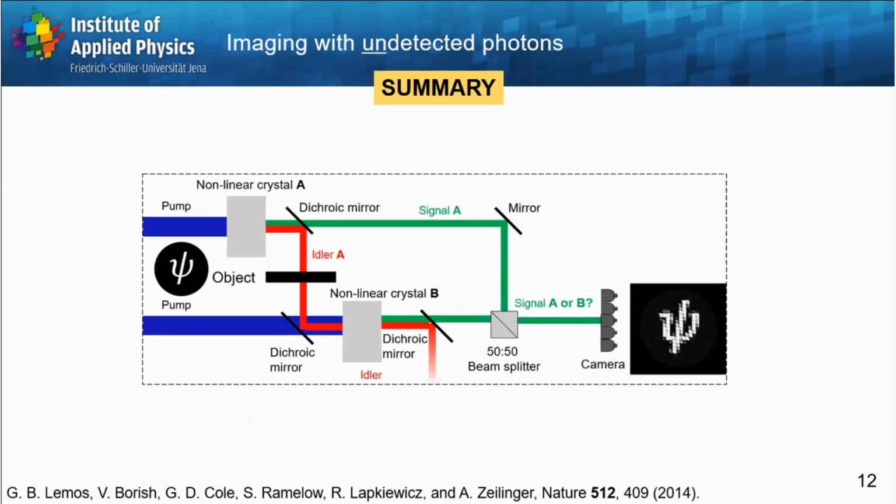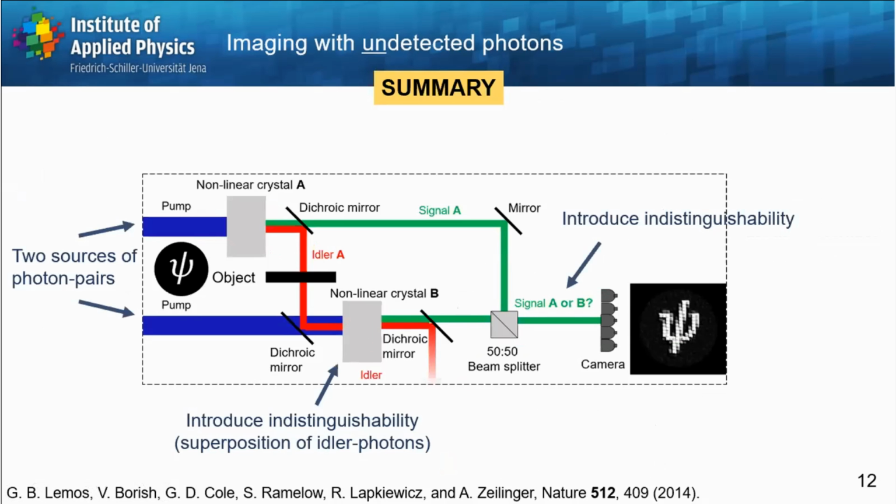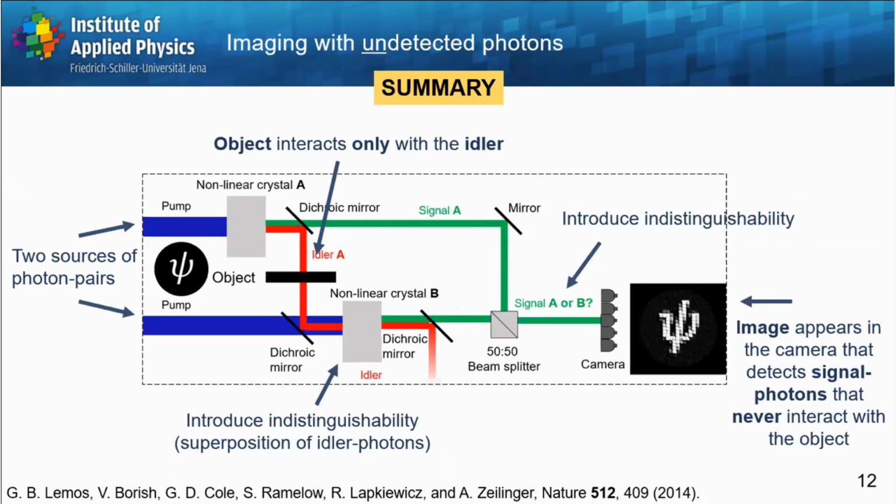So as a summary, to get imaging with undetected photons, I need two sources of photon pairs. I need to superimpose the idlers to introduce indistinguishability, and also in the signal arm with this beam splitter. The object will interact only with the idler, whereas the image is going to appear at a camera that detects signal photons that never interact with the object. And as I mentioned, the idlers can remain undetected, we don't care about them. We already have what we want. So that's the first part of the first setup.